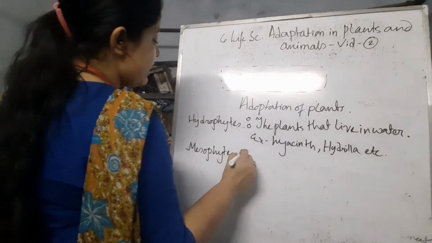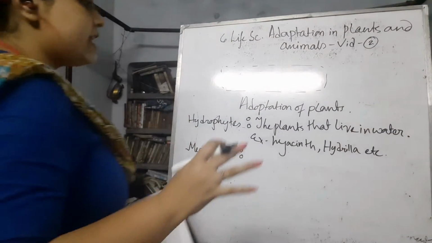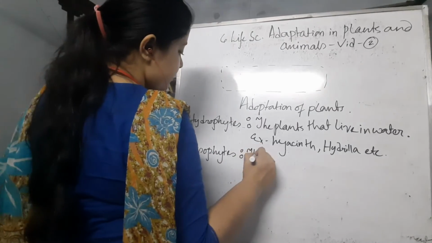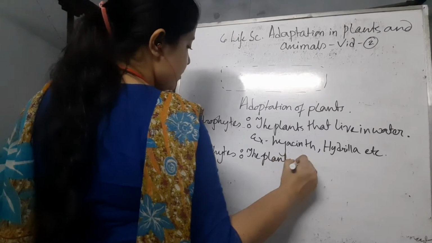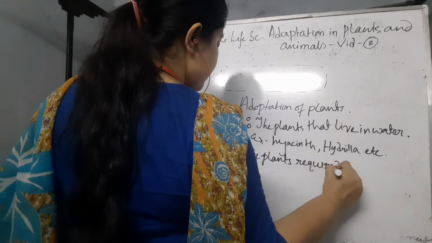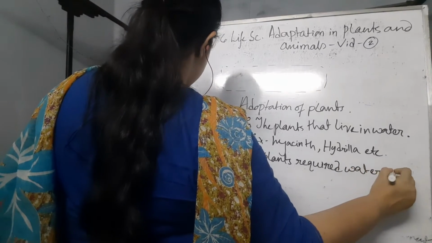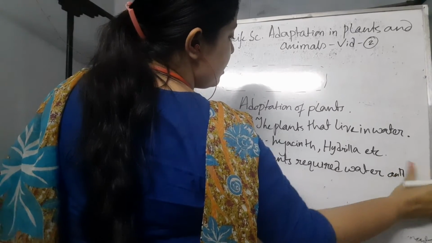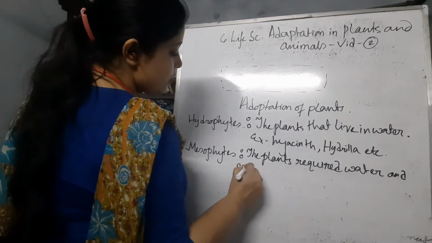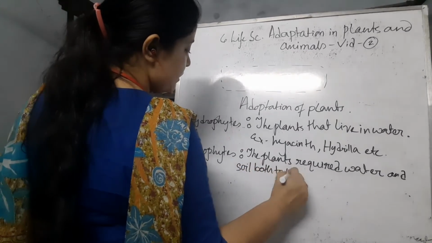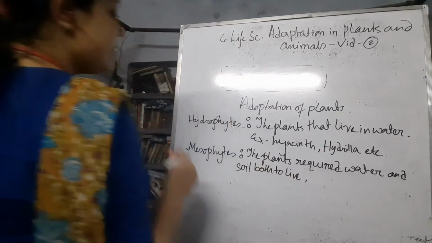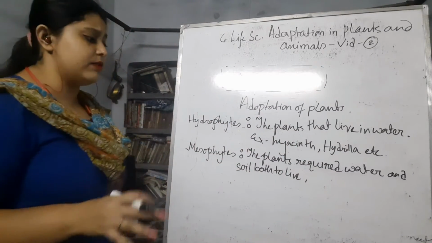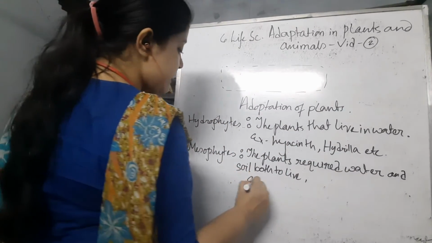One new term that you are going to learn is mesophytes. What do we mean by mesophytes? The mesophytes are the plants that require both water and soil to live. Mainly the normal moist herbs, the normal plants, are in this group. Examples: all herbs.